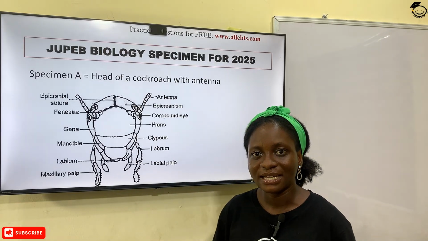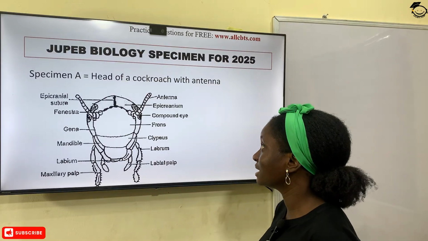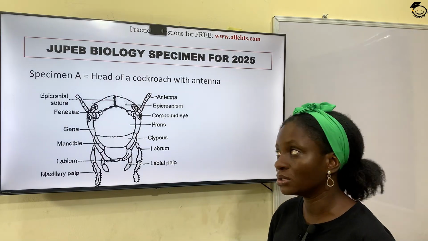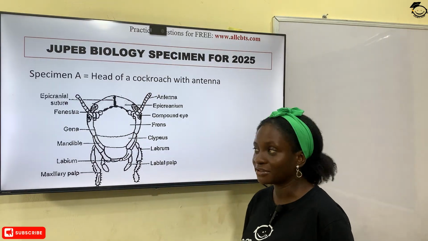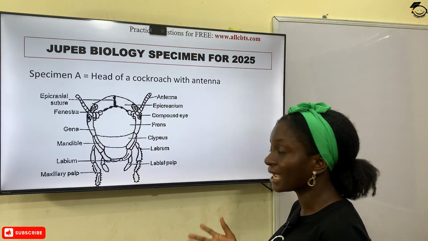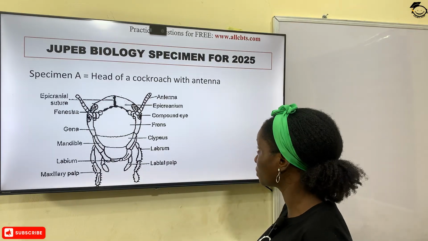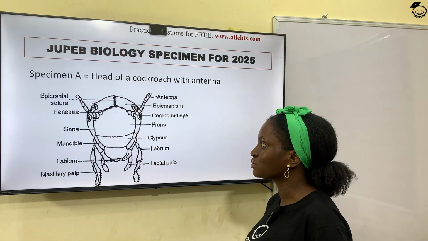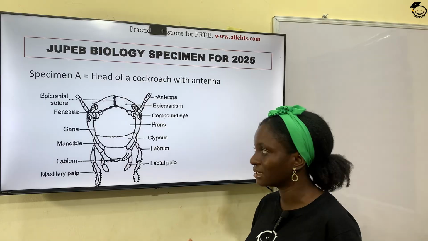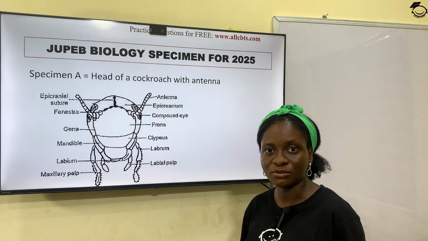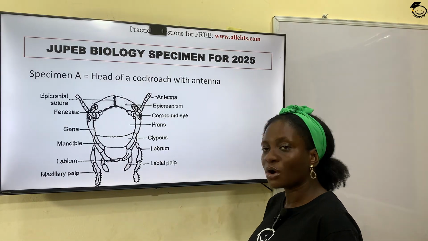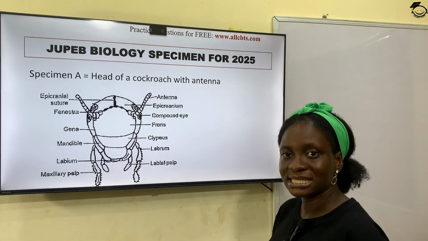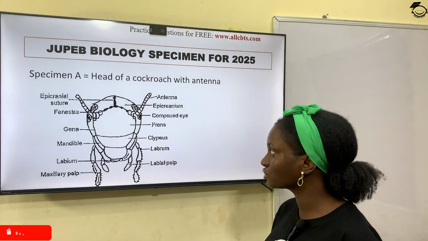My name is Adebanke. Here we'll be taking a look at specimens provided for JUPEB Biology 2025. So this specimen A is the head of a cockroach with antenna. Very important, you have to know the different parts of the head of a cockroach and also master the diagram. So let's look at the different parts and their functions.